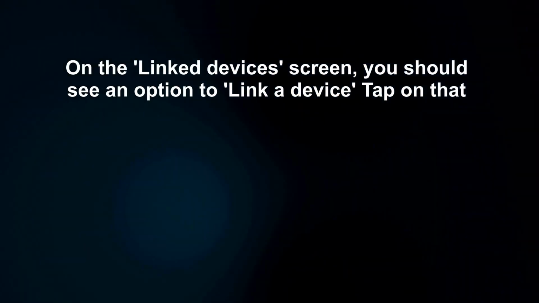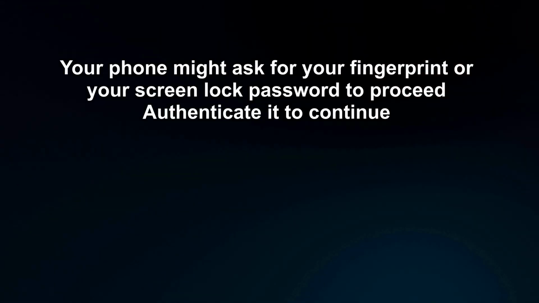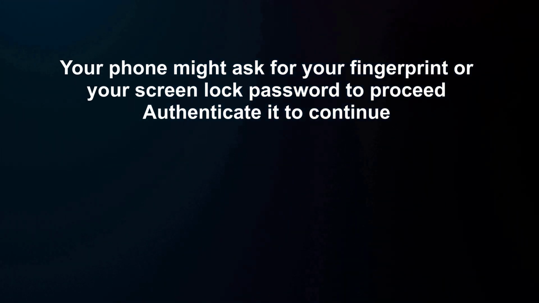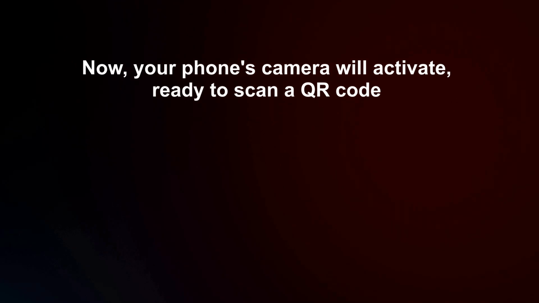On the Link Devices screen, you should see an option to link a device. Tap on that. Your phone might ask for your fingerprint or your screen lock password to proceed. Authenticate it to continue. Now, your phone's camera will activate, ready to scan a QR code.